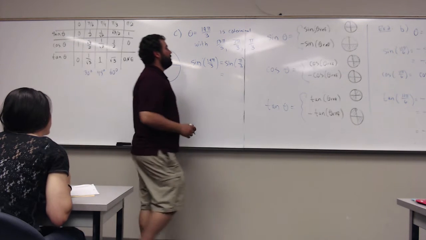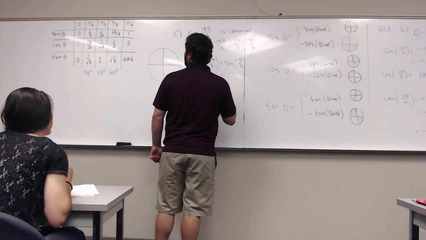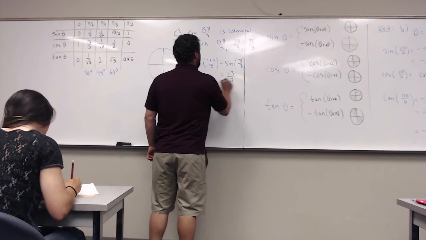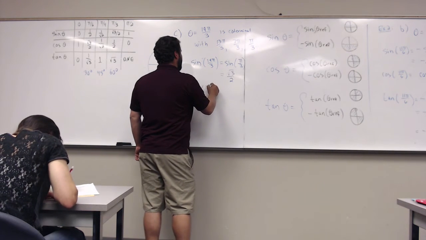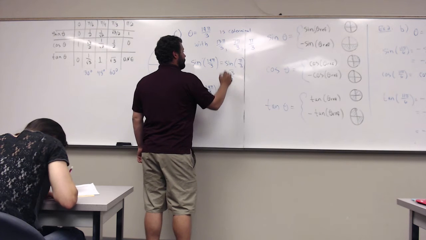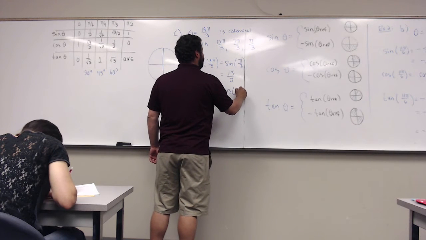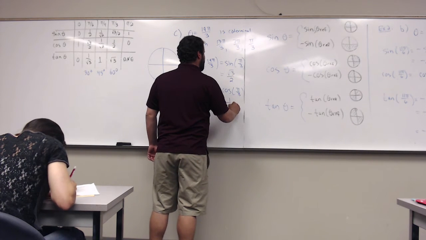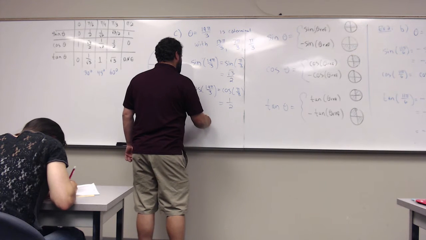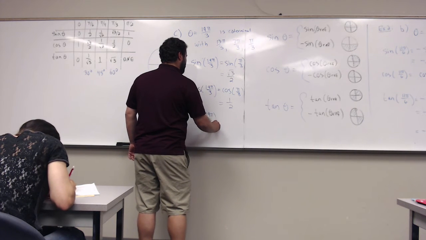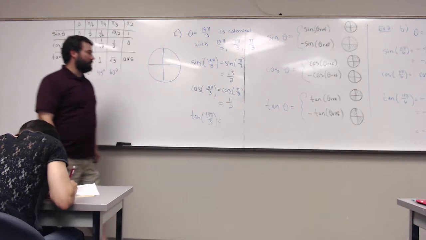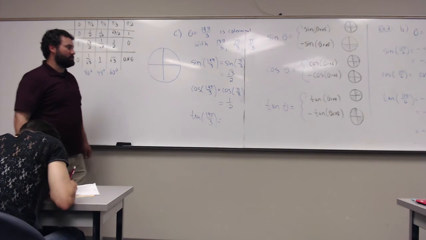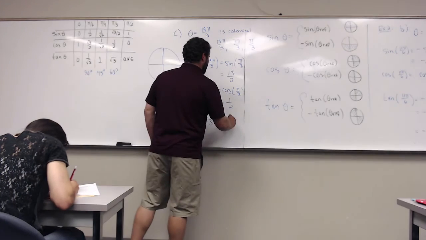So this time we're using coterminal angles, and sine of pi over 3 is just root 3 over 2. Cosine of 19 pi thirds, which is the same as cosine pi thirds, is 1/2. And tangent 19 pi thirds is just sine over cosine, or it's the same as tangent pi over 3, which is just root 3.